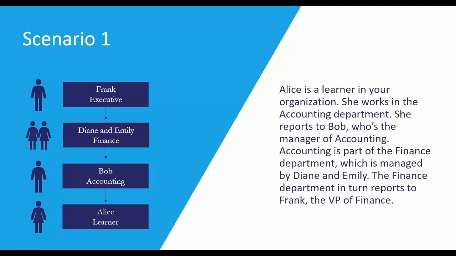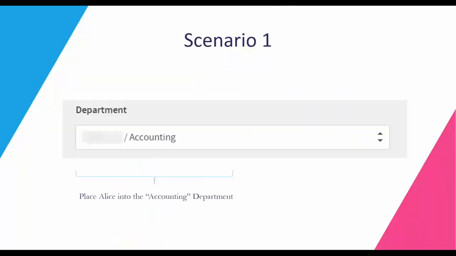In this case, we've got Alice. She's a learner in the organization. She works in the accounting department. She reports to Bob, who's the manager of accounting. Accounting is part of the larger finance department, which is managed by both Diane and Emily. And then finally, the finance department in turn reports to Frank, the VP of Finance.